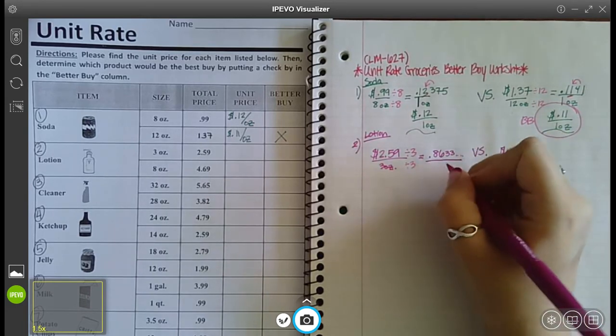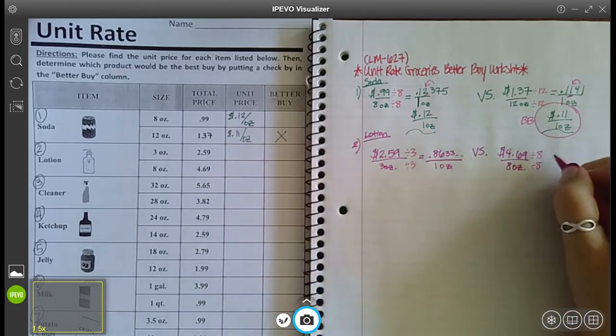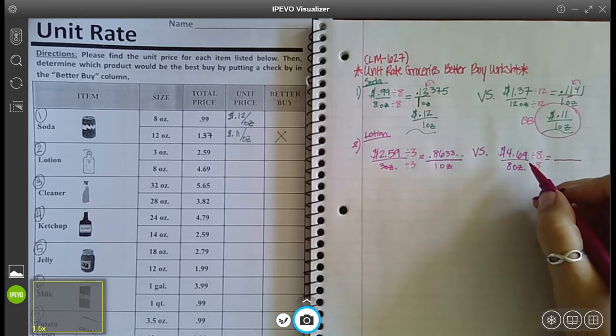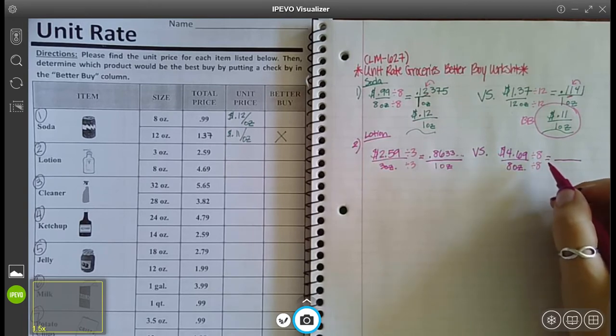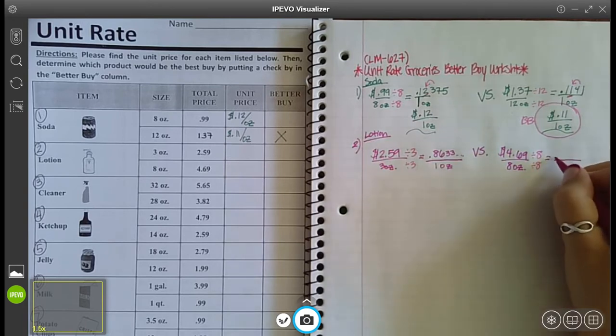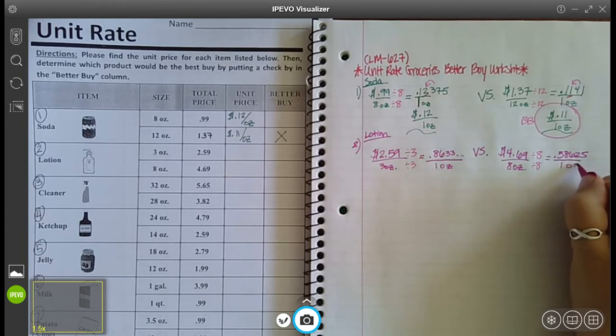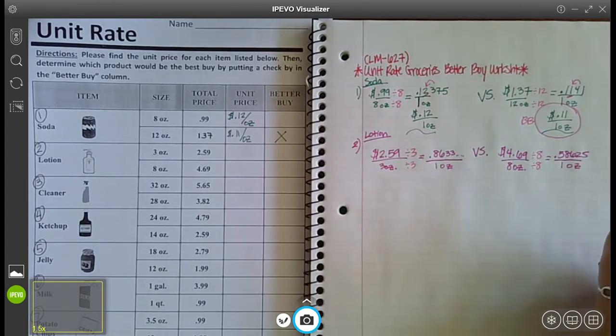And 3 divided by 3, I don't even need to type in. I know that that's 1 ounce. This one, when I type into my calculator, 4.69 divided by 8, you get 0.58625. And 8 divided by 8 is 1 ounce. Now I determined the unit rates. I got them both in terms of 1 ounce, and I can compare them.